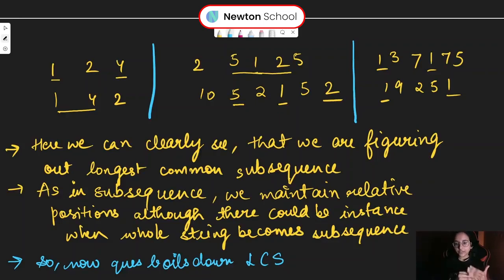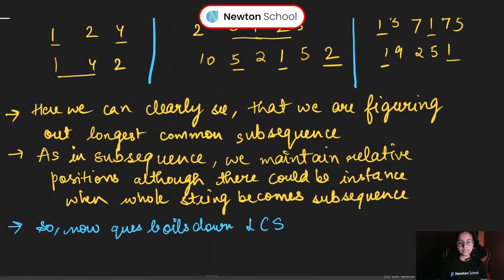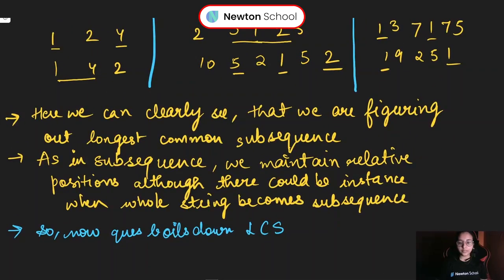So this is the thing which we are required to do in this particular question. You can clearly see from these examples that we are checking for the common ones contributing to the longest subsequence. And here we are figuring out the longest common subsequence. As in the subsequence, we maintain relative position, although there could be instances when the whole string becomes a subsequence. So this is the thing which we are doing here.